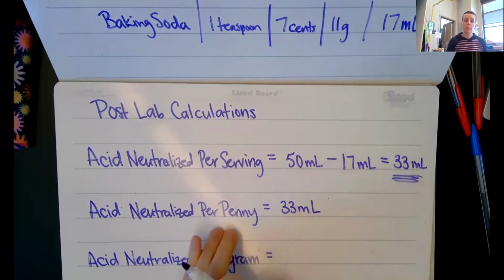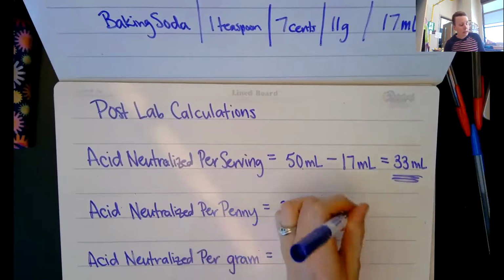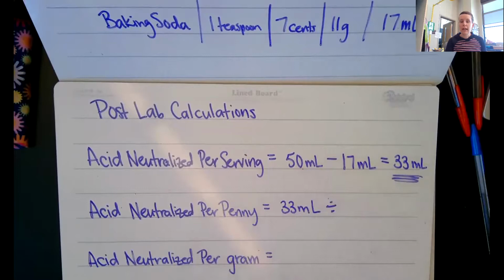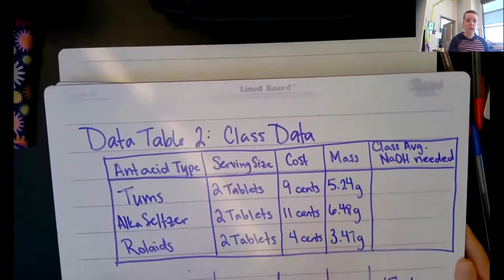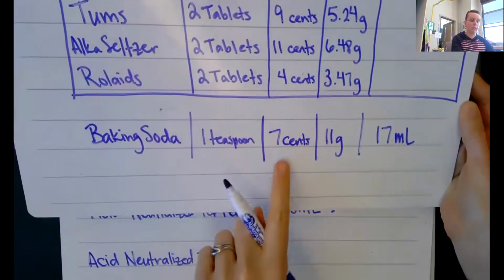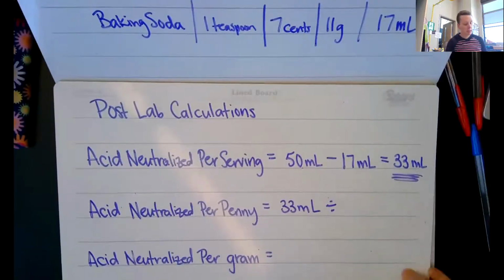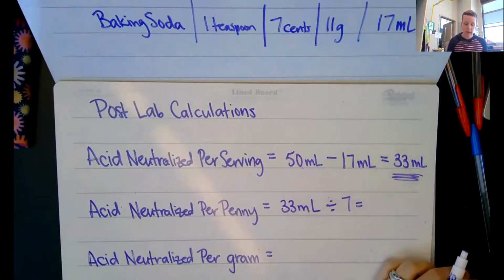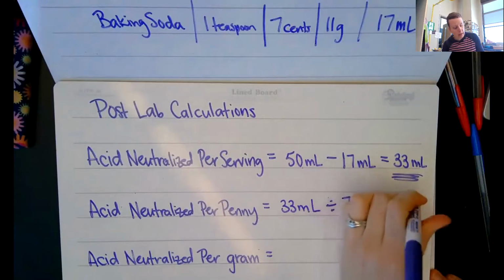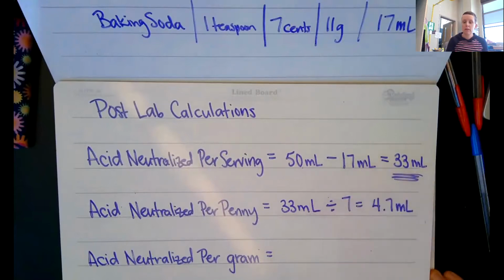And I want to know acid neutralized per penny. So I need to divide this by the cost of my serving. Well, if we look back up here, we have a cost column, 9, 11, 4, okay? For my baking soda, the cost per serving was 7 cents. So I'm going to divide by 7. That'll be how much acid I neutralize with every penny of medicine purchased. So 33 divided by 7, and I get 4.7 milliliters. So for every penny that I spent, I can neutralize 4.7 milliliters of my stomach acid.